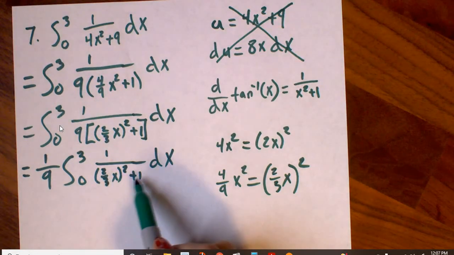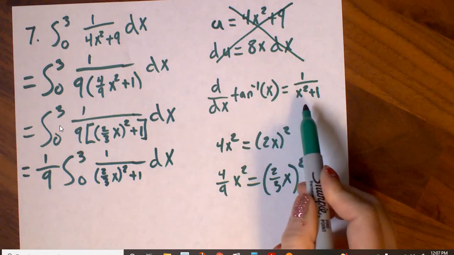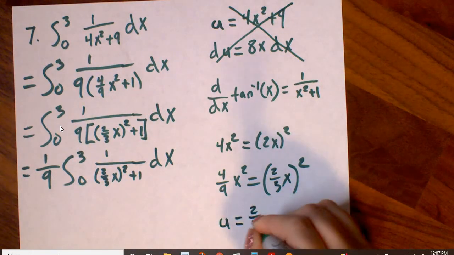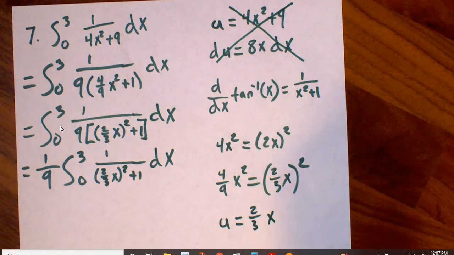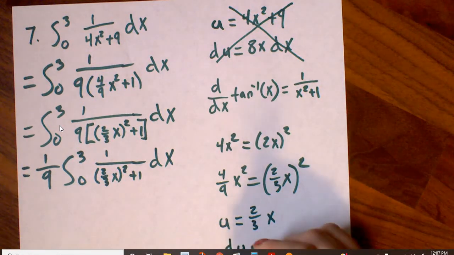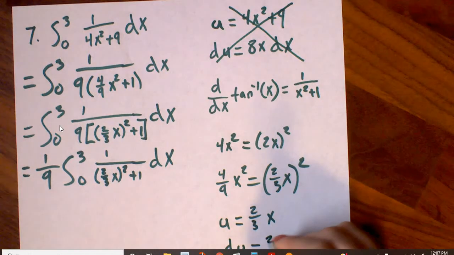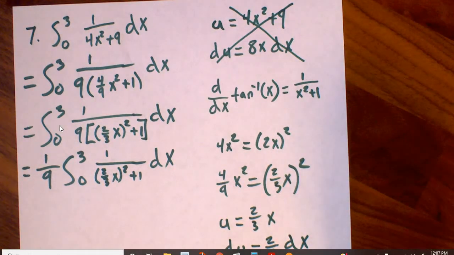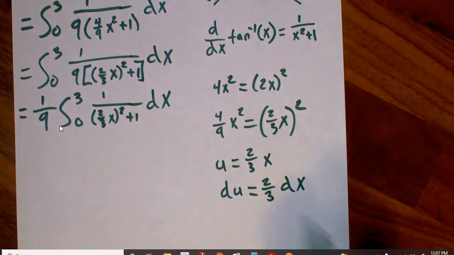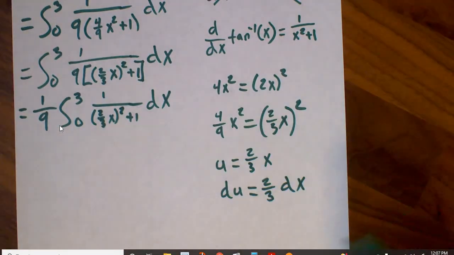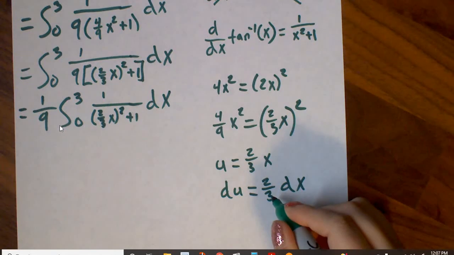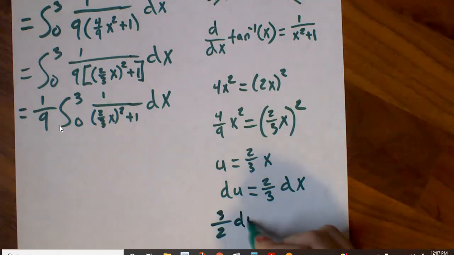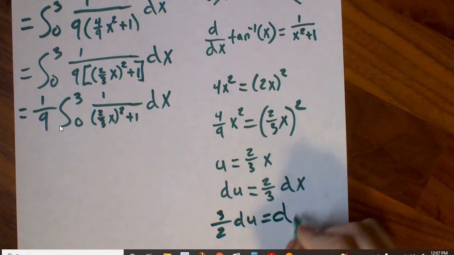It's something squared plus 1, which is what we said we needed. So now we can let our u be 2/3 x, which means that my du would be 2/3 dx. So we don't have a 2/3 hanging out anywhere, so I would need to divide by 2/3, which is the same thing as multiplying by 3/2.